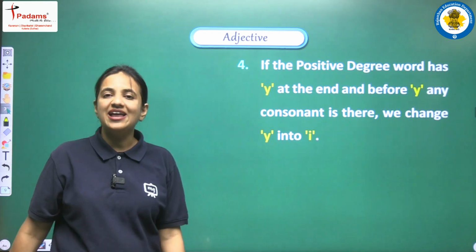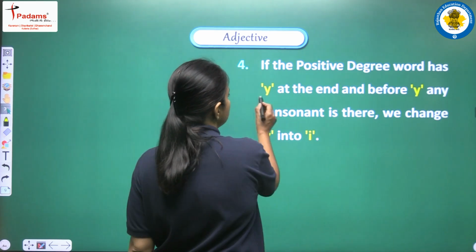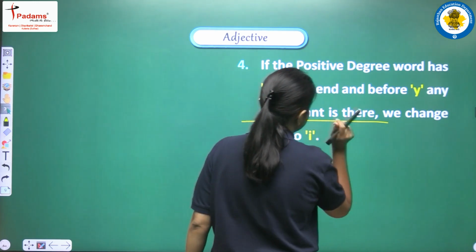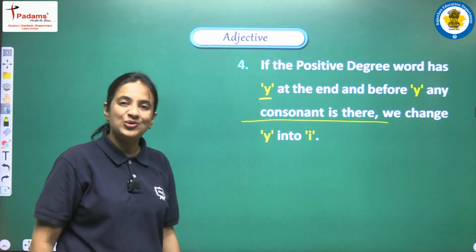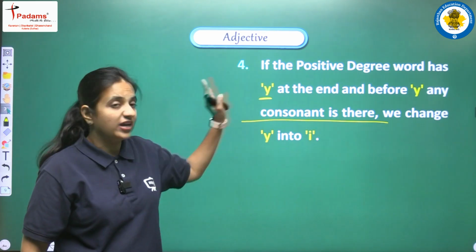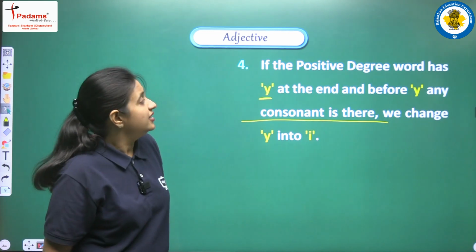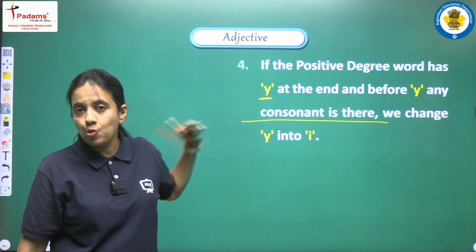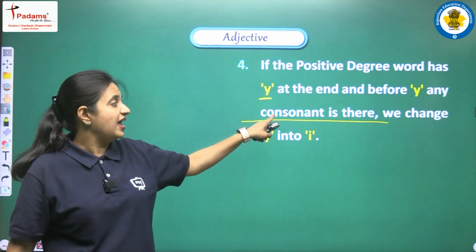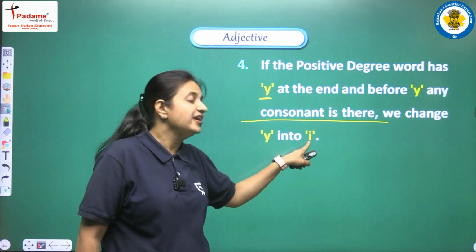So now moving on, we are having our next rule. So let's see. If the positive degree word has Y at the end and before Y any consonant is there, then we change Y into I. So in this rule also we are having two conditions. Again, look at the rule very carefully. I am repeating the rule, so listen very carefully. According to this rule, the last letter of the positive degree should be Y, first condition, and the second condition is that before Y there should be any consonant. Then what we have to do? Then we have to convert Y into I.